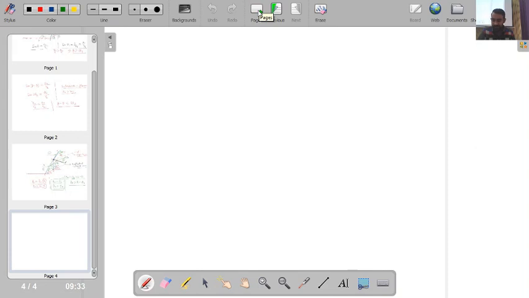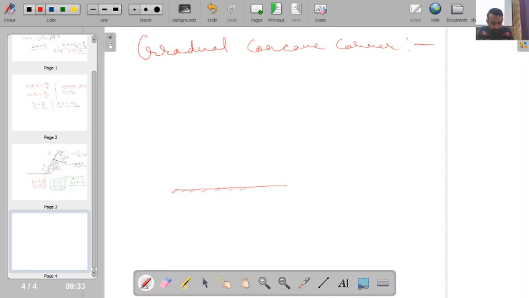Now let's also consider a situation where, in place of a sharp corner, I have a gradual concave corner. So what will happen for a gradual concave corner? What I am trying to say is that I have a situation something like this.